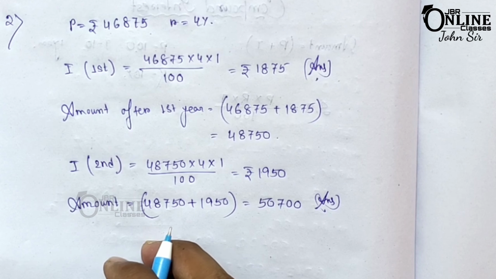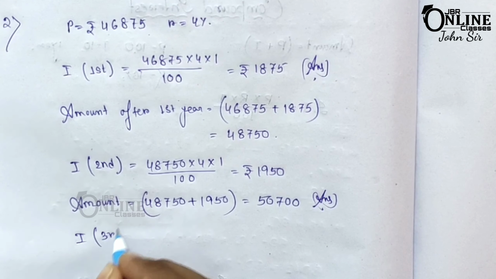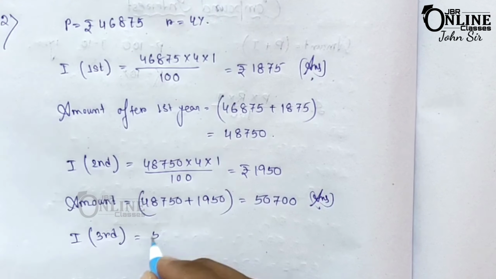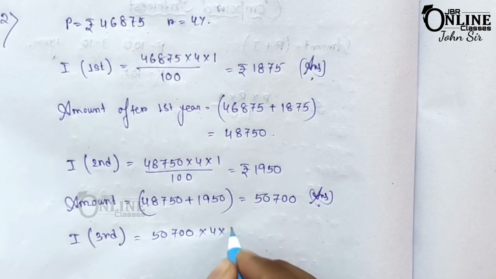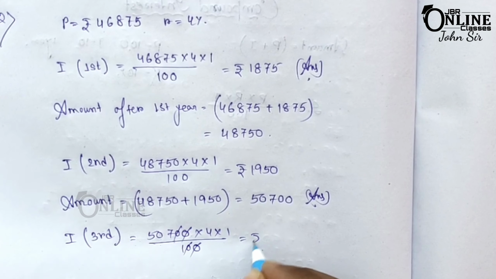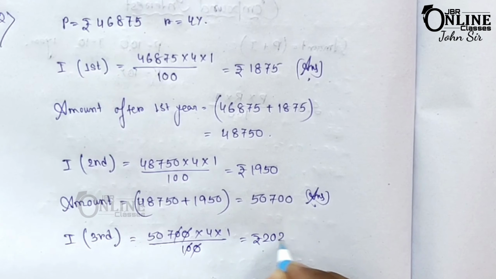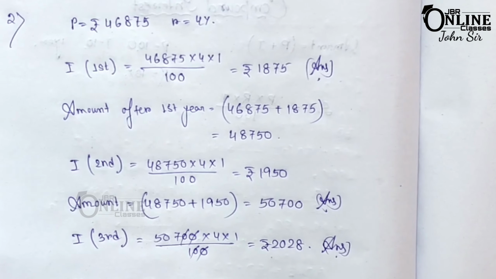Now the third one, the interest for the third year. Here the interest for the third year, with the same formula, the principal will be 50,700, then rate into 1 by 100. So that equals 2028. So 2028 is the third answer.